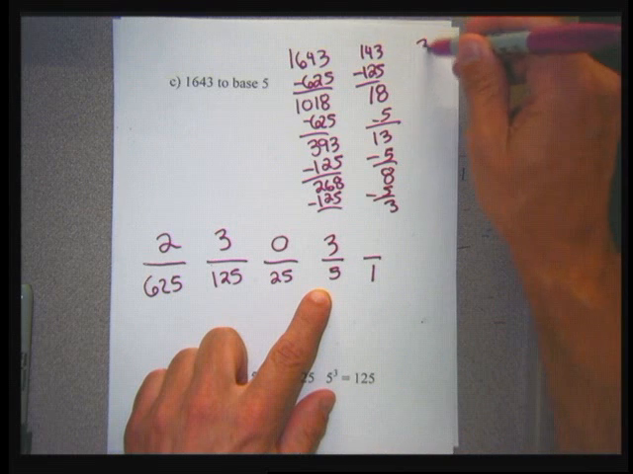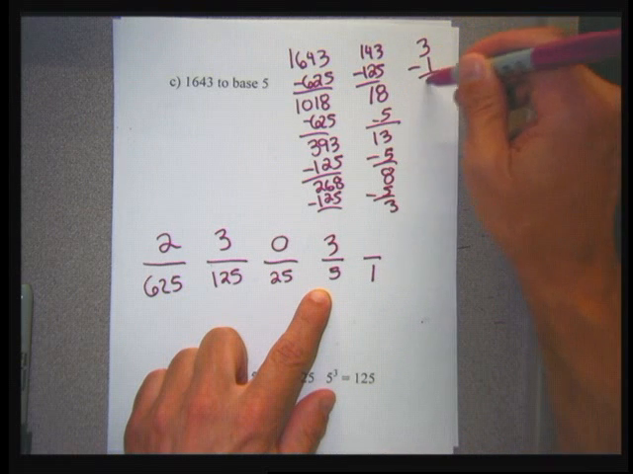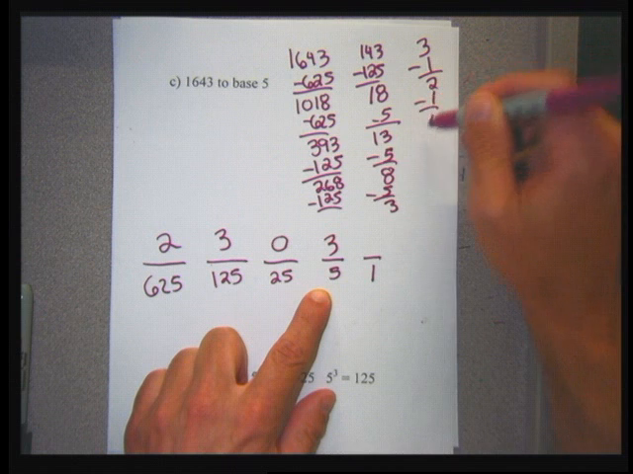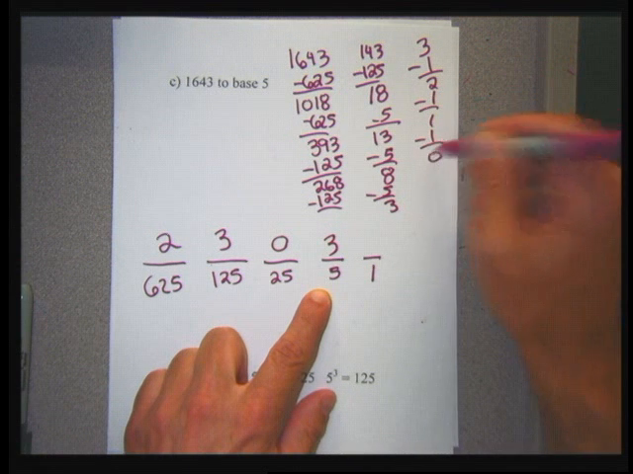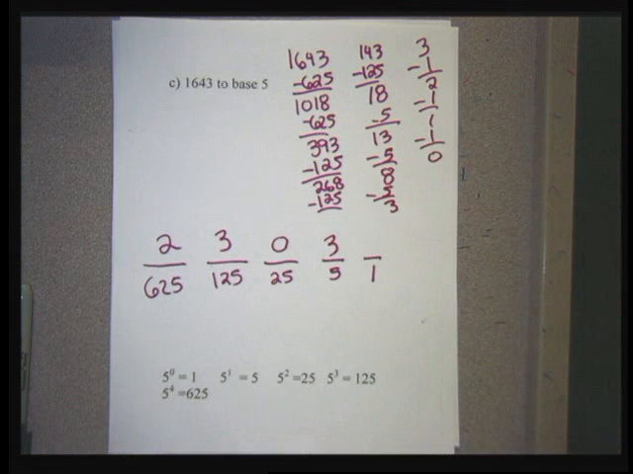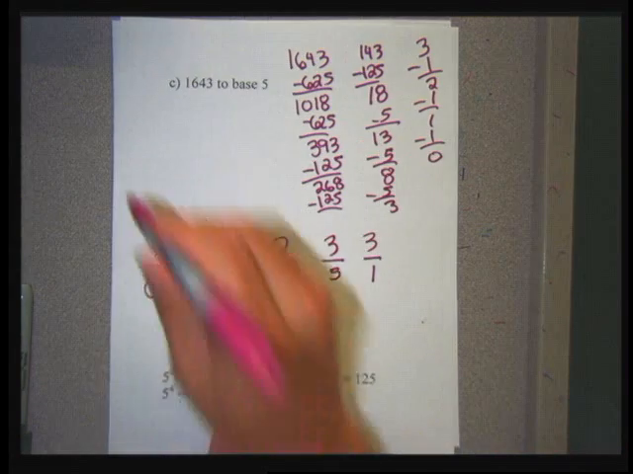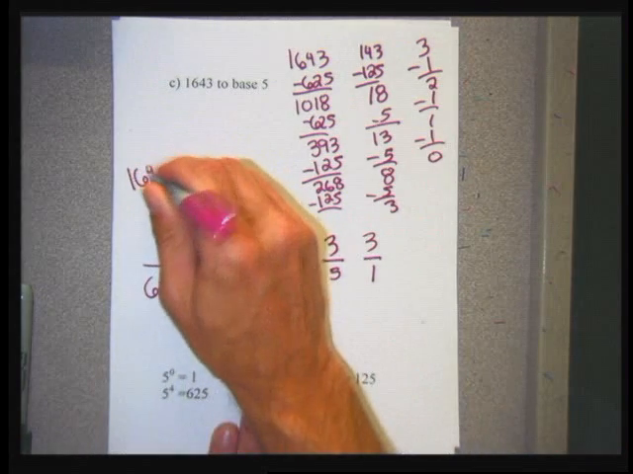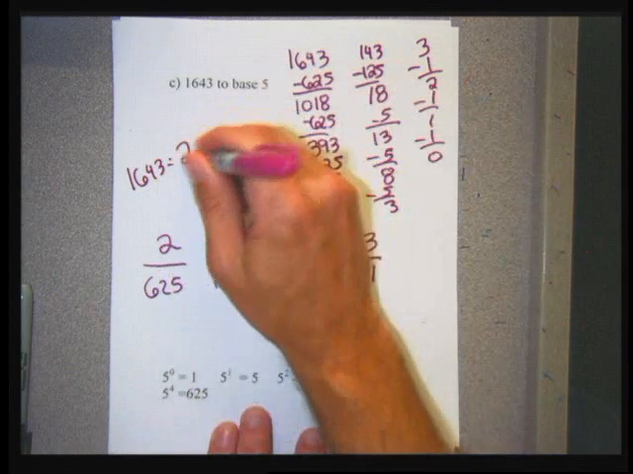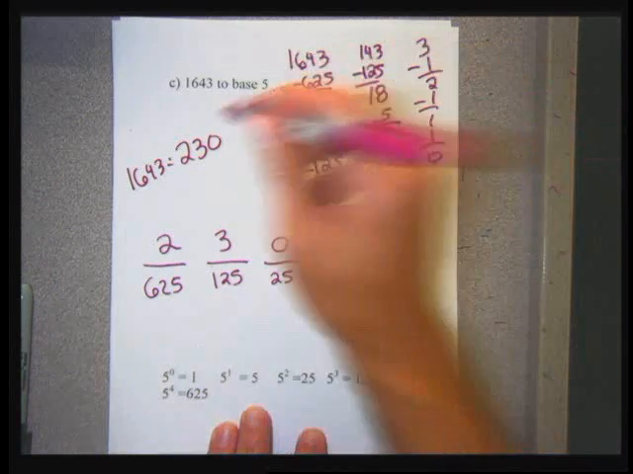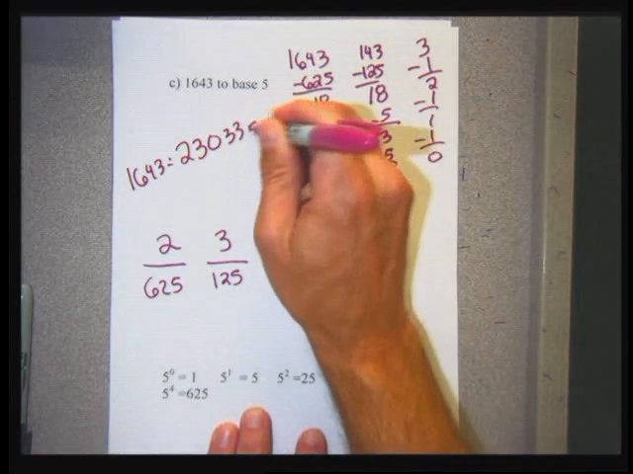And now from the 3, I'm going to subtract 1. 3 minus 1 is 2. 2 minus 1 is 1. 1 minus 1 is 0. If I subtracted it again, I would go negative. I'm down to 0. I know I have my answer. I was able to subtract 1 3 times. So my answer, 1643, equals 23033, and I write the base with it.